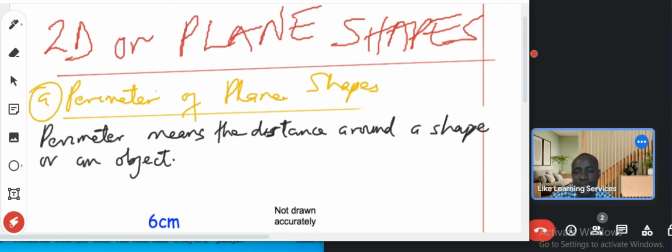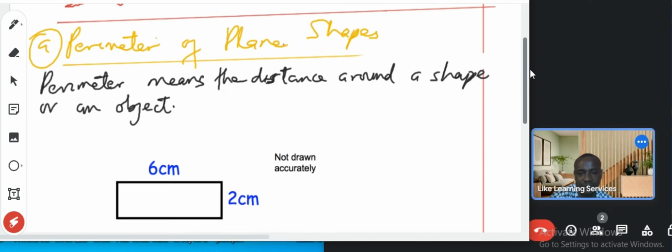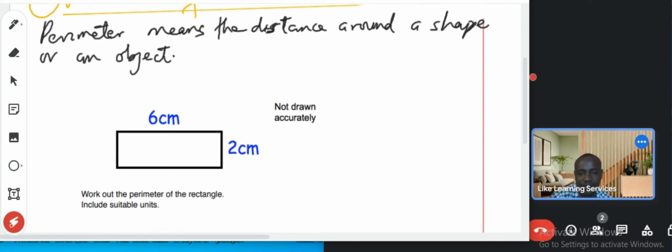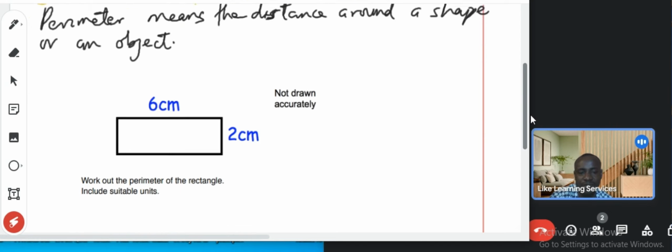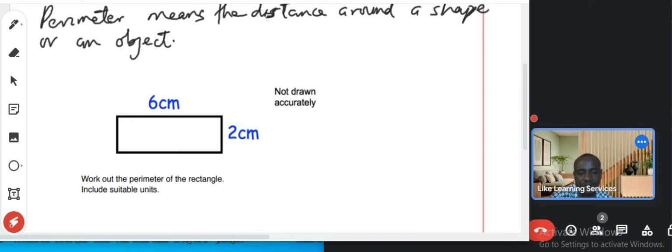Now, perimeter simply means distance round a shape, okay? Did you hear me? Like this question says what? Can you read it out? Please, I need it to be audible. Work out the perimeter of the rectangle, including suitable units. Good. Then it says you should include suitable units.